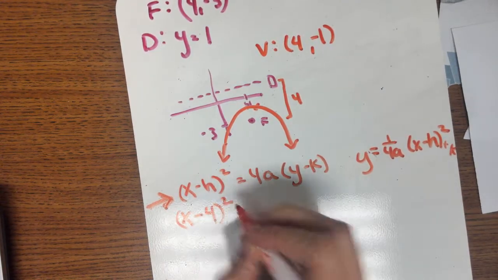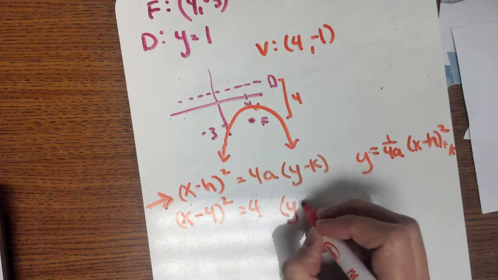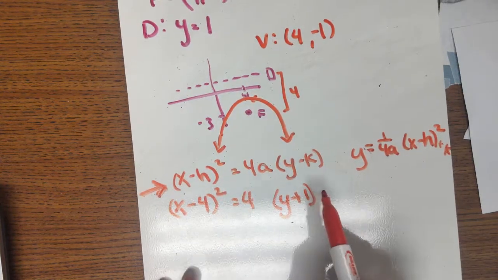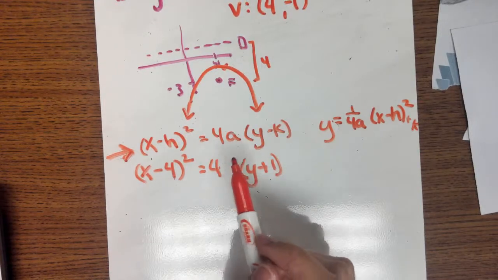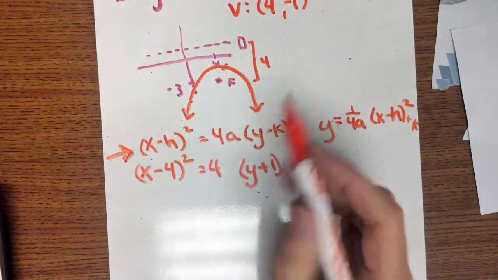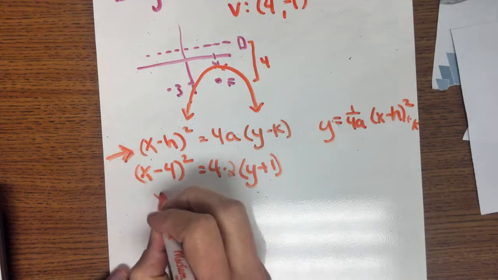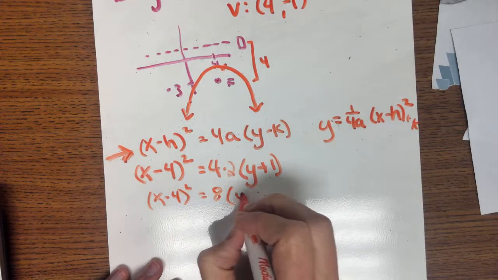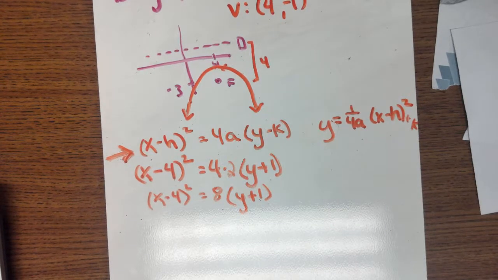So equals 4, I'm going to leave a space for a, y plus 1, because my vertex was 4, -1, so we flip our signs. Last thing I need to do is find a, and remember a is the distance from vertex to focus or vertex to directrix, so that's 2. I can simplify that down. X minus 4 squared equals 8, y plus 1, and that is my final parabola equation along with my graph.